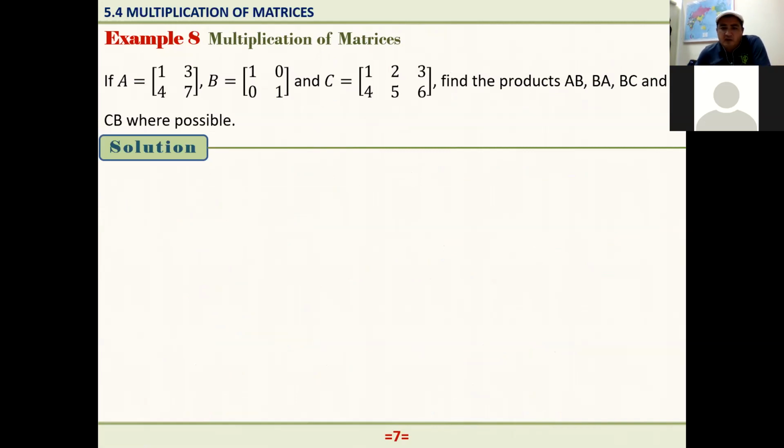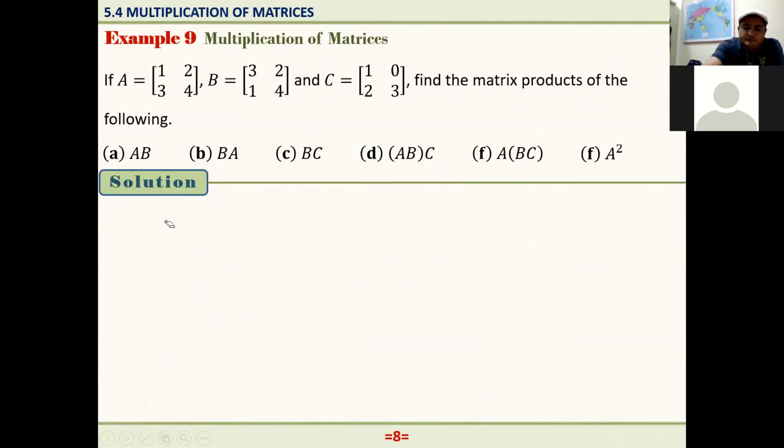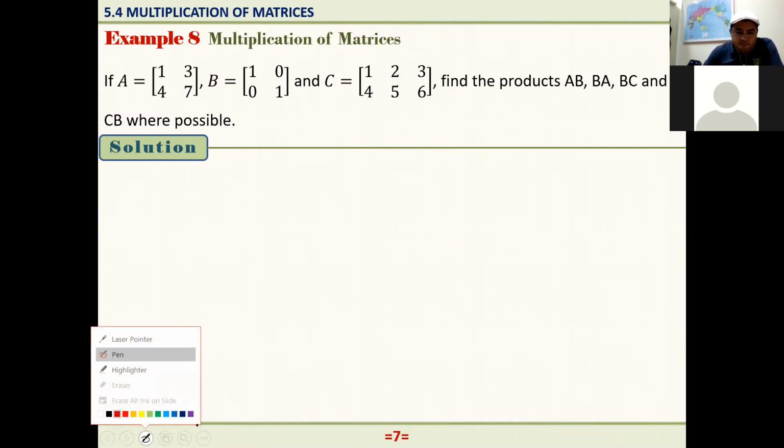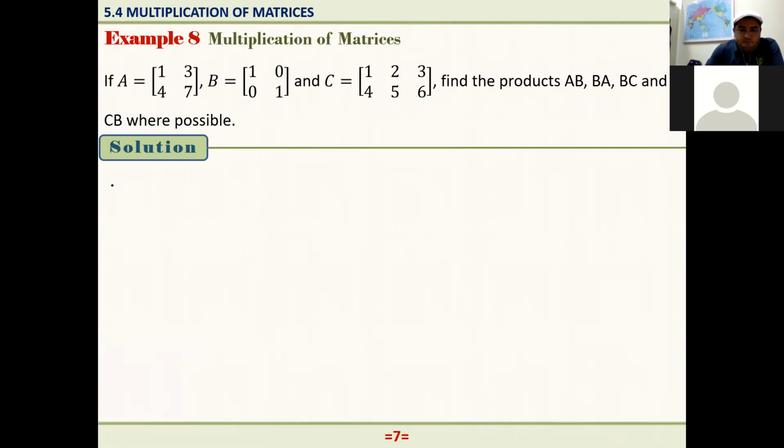Multiplication of matrices. Find the products AB, BA, BC, and CB where possible. It means that sometimes it may not be possible. Let's start with the first one, AB. A times B: A is 1, 3, 4, 7 times B, which is 1, 0, 0, 1.